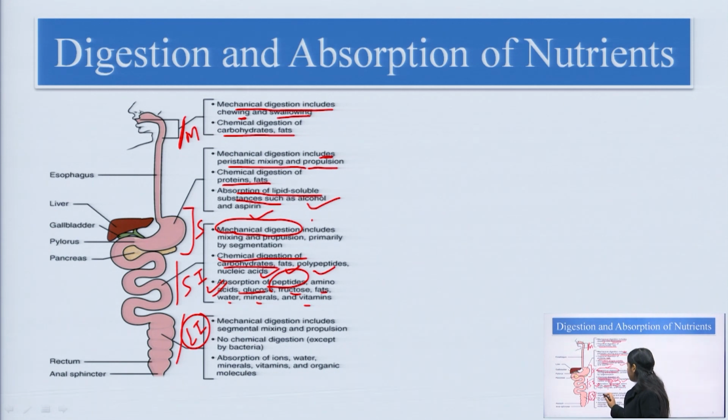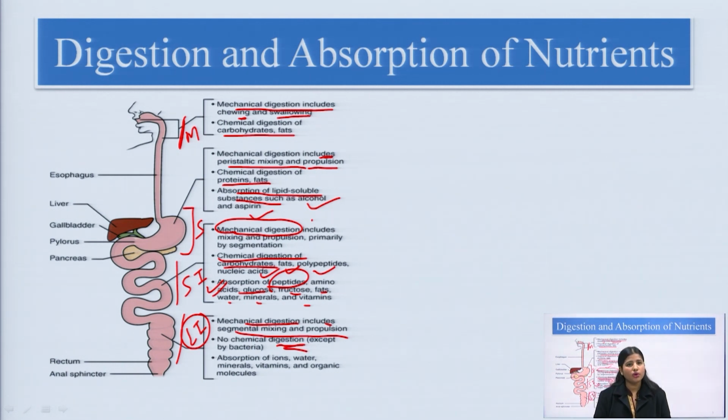In the large intestine there will be mechanical digestion. In all of these areas, the stomach, small intestine and large intestine, there will be peristaltic movement. Mechanical digestion includes segmental mixing and propulsion; the same peristaltic movement will be there. No chemical digestion is involved except by bacteria.